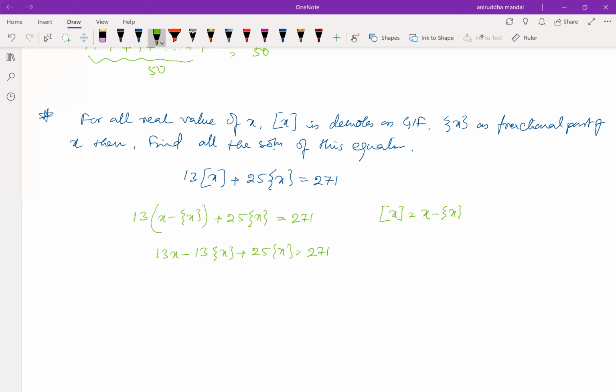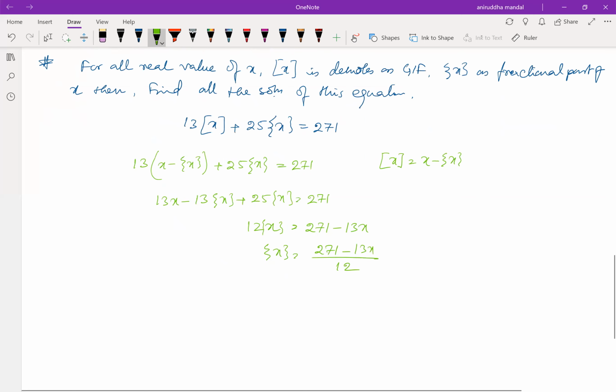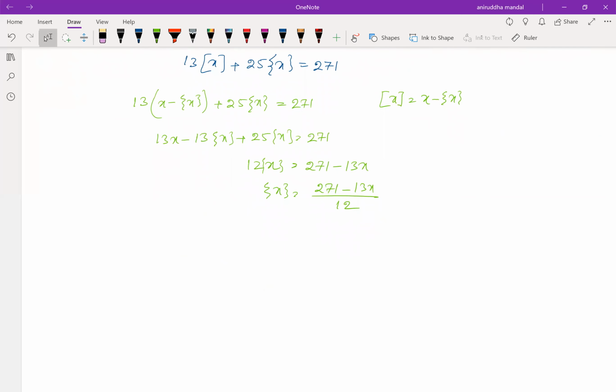So what we can do is take 13x on the other side. So 271 minus 13x, and we have that is 12 times the fractional part of x. So we can write the fractional part of x as (271 minus 13x) over 12. Now we have established a relation between the fractional part of x and x, and we also know that the fractional part of x always lies between 0 and 1.